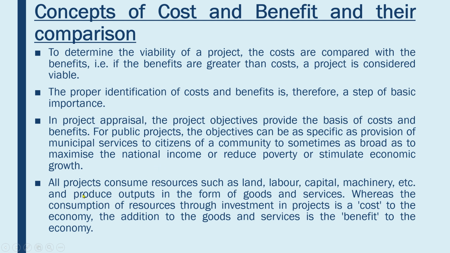So the fourth point is, all projects consume resources such as land, labor, capital, machinery, etc. Here by capital, we mean basically the financial capital. And they produce outputs in the form of goods and services. Whereas the consumption of resources through investment in a project is a cost to the economy. The above three lines which I have discussed are basically the costs. The addition to the goods and services is the benefit. Finally, what comes up as products or services is basically benefit to the economy.